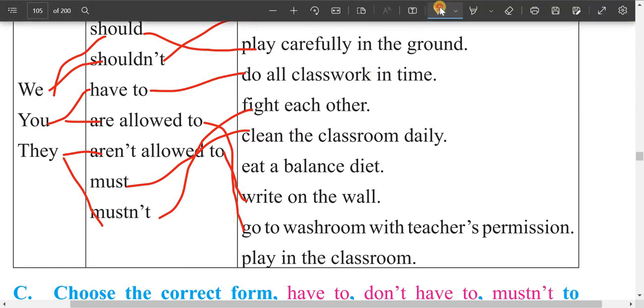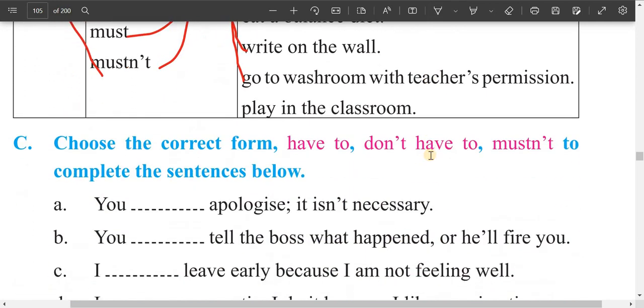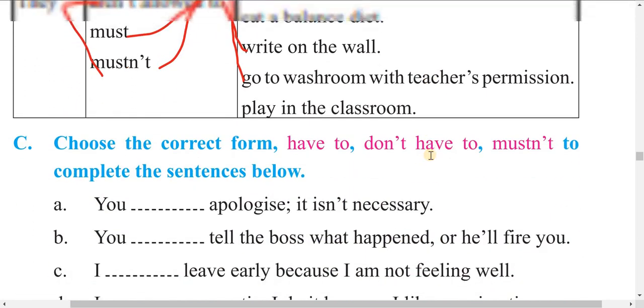Now, do the next exercise. Use the correct form: have to, don't have to, must not, to complete the sentences below. So have to means when we show obligation, strong obligation, or when we show rules. Okay, we have to use have to. Don't have to means there is no necessity.